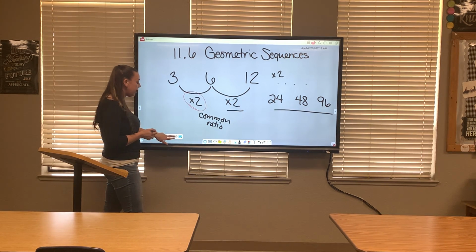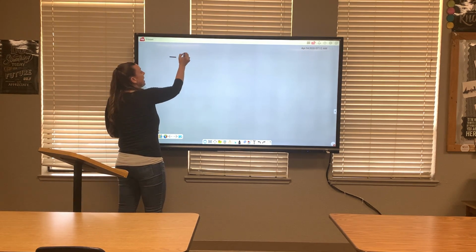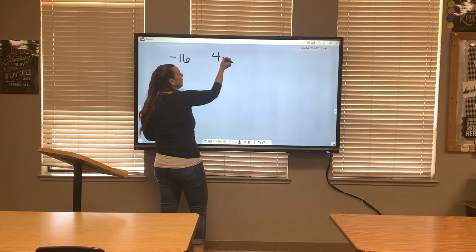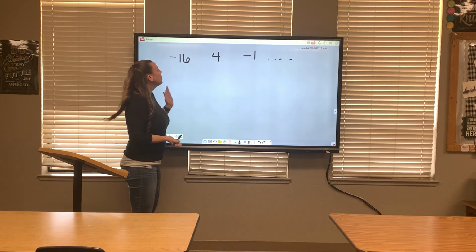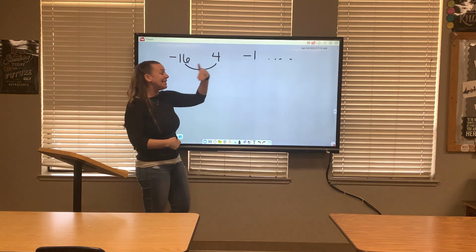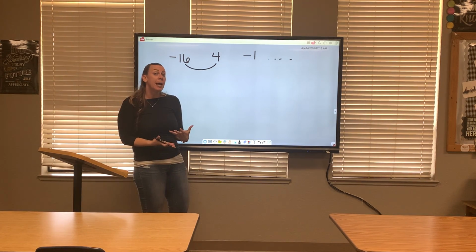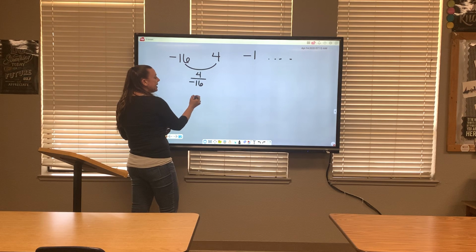So let's go ahead and try another one. Let's say I have negative 16, I have 4, I have negative 1, and I want to find the next 3 terms. So in this case, because I'm going down in numbers, I know I'm going to be multiplying by a fraction. So I'm going to take this 4 over the negative 16, so the second term over the first term, and I'd simplify that, it's negative 1/4.